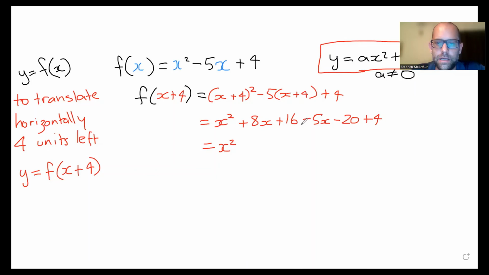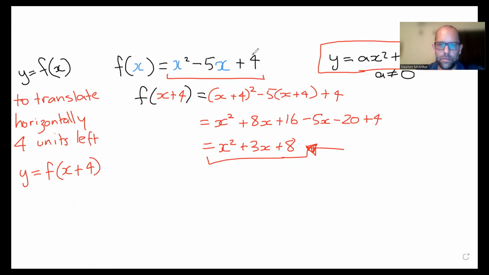Okay, x squared, 8x minus 5x is plus 3x. 16 minus 20 plus 4, that's 0. Oh, no, sorry, plus 8. I made a mistake. Okay, here we go. So here is the original quadratic moved 4 units to the left. And if you don't trust me, you can go and graph that one in Desmos yourself and compare it to that one, and it should be 4 units to the left.